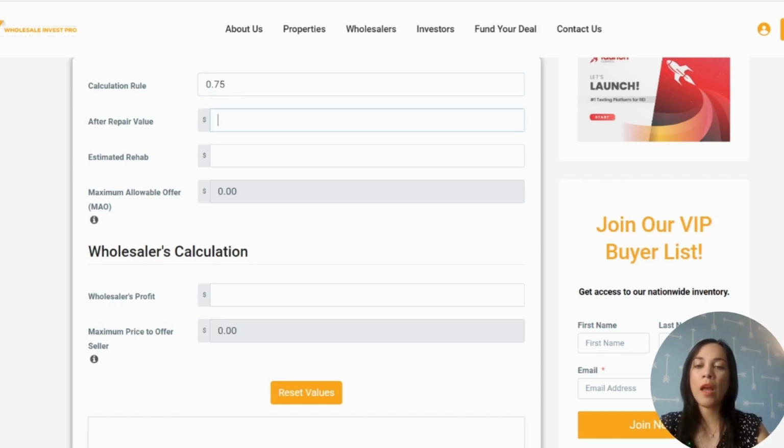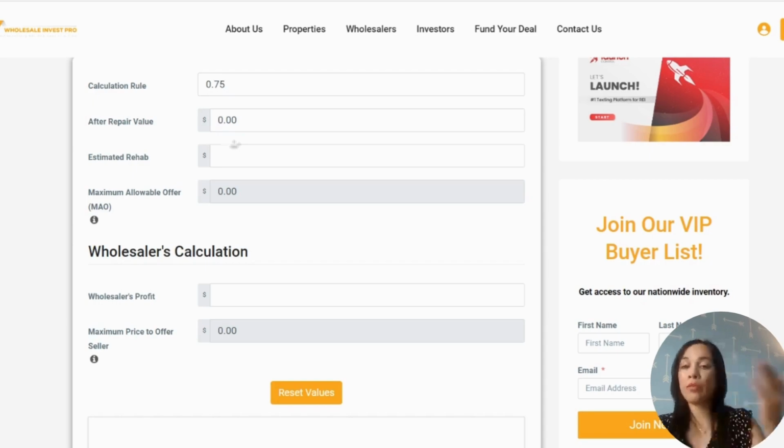And the after repair value means, for example, a house that needs some repairs for sure, but after all of those repairs, it is going to be sold for maybe $1,600,000. But let's put in this example maybe $500,000. Let's see, 500, 1, 2, 3.